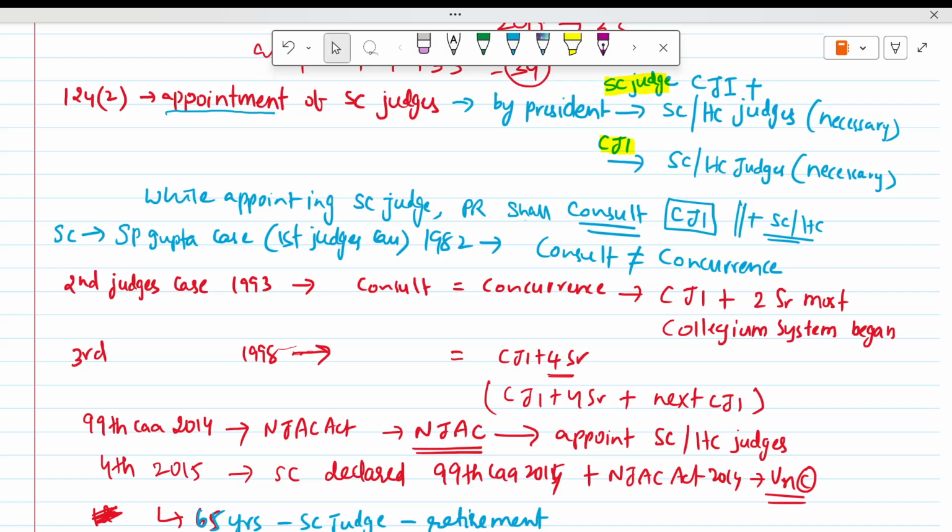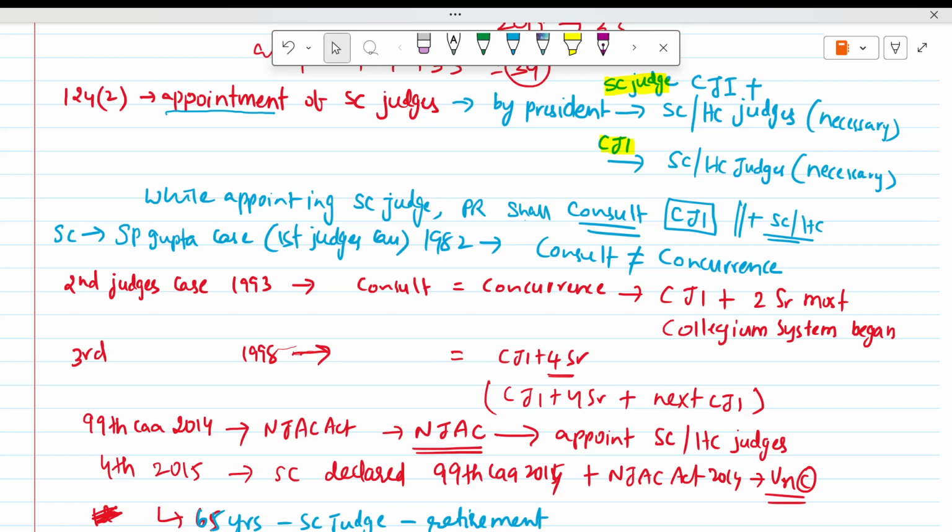But whether the CJI's advice is binding on the President or not, this question came up in the first Judges case, the SP Gupta case of 1982. The Supreme Court said the President has no need to obey. It is not binding on the President. Whatever the CJI says, there is no need to consider it. Consultation is not concurrence.